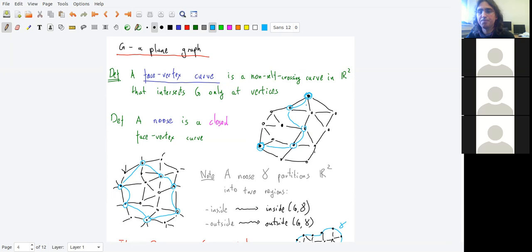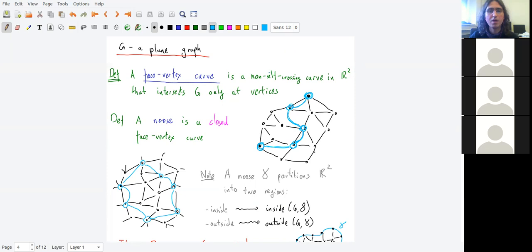Here, this curve starts at this vertex, then jumps to this vertex, then jumps to this vertex, and so on. But it alternately travels through vertices of the graph and through faces. It never crosses an edge in the middle. But observe that whenever it crosses a vertex, it can jump, for example, from this face to a face that is neighboring only through this vertex. So I can jump actually quite far in this way. Good. So this is a face-vertex curve.